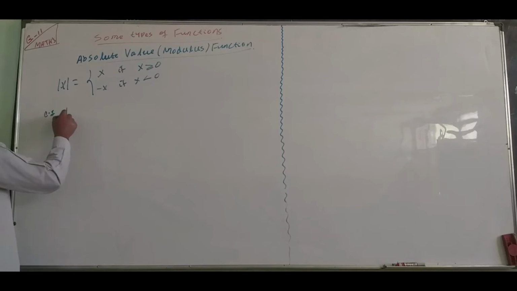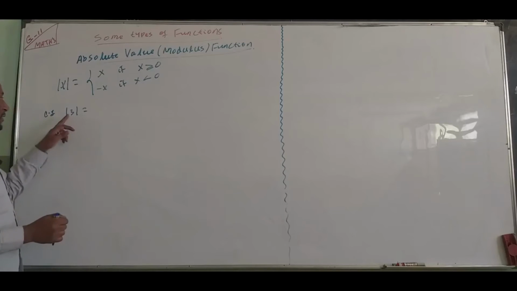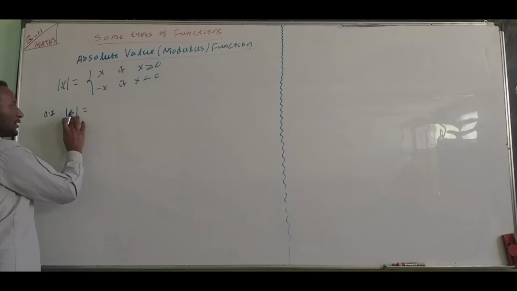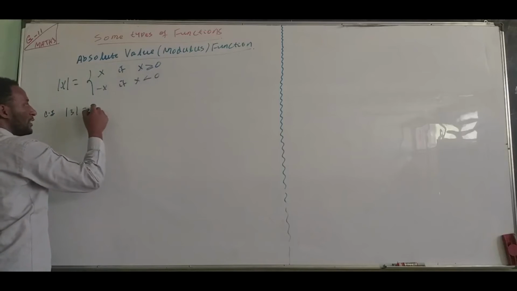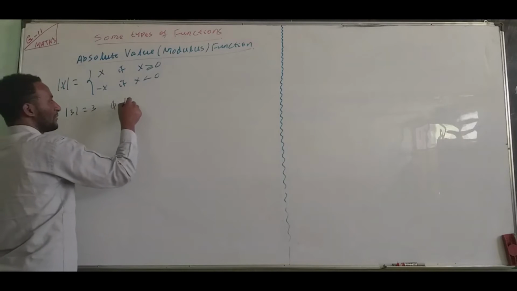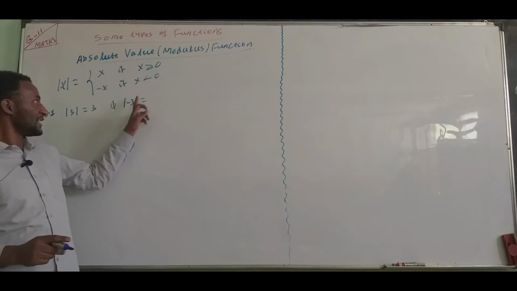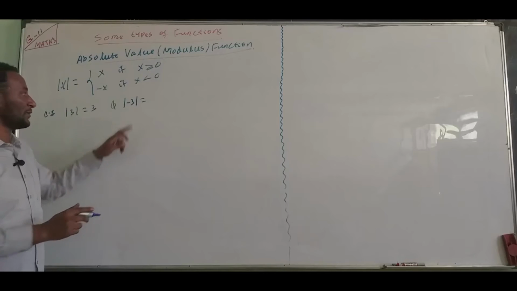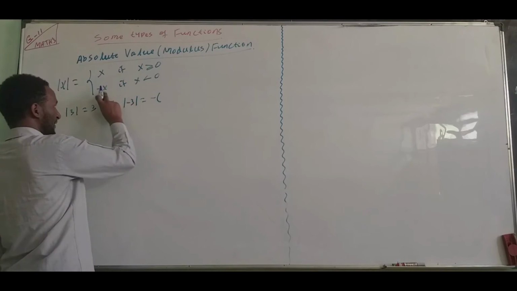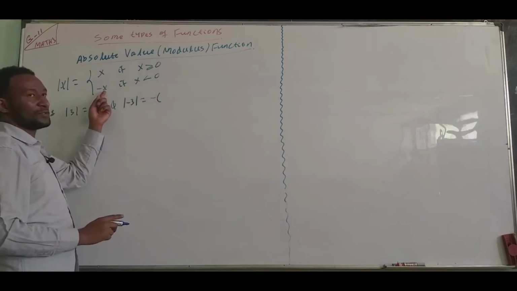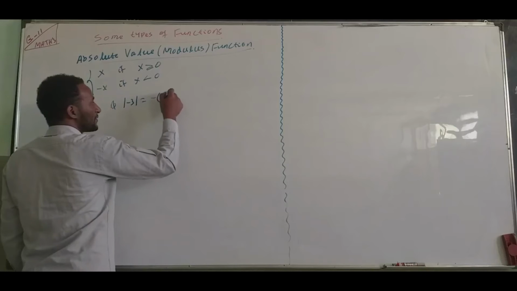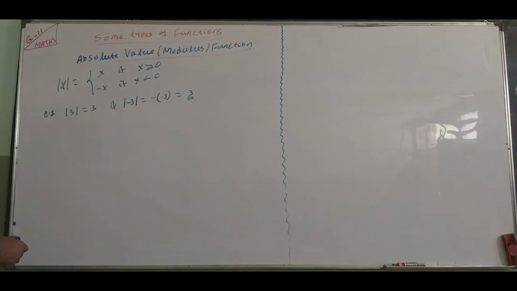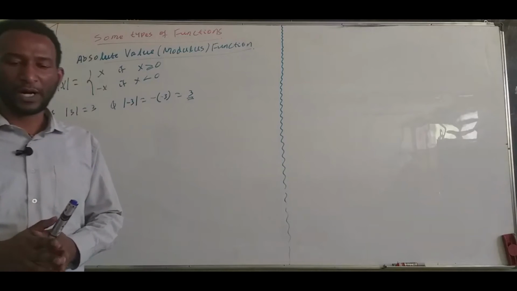Example: the absolute value of 3. At the place of x we take 3, which is greater than 0, therefore the absolute value of 3 is 3. The absolute value of negative 3: negative 3 is less than 0, therefore the result of this function is the negative of the given value, that means negative of negative 3, which is equal to positive 3. This is the general definition of the absolute value function.